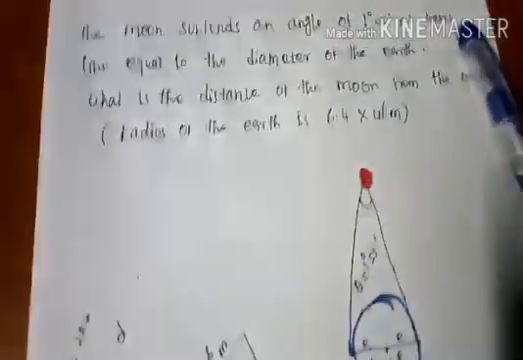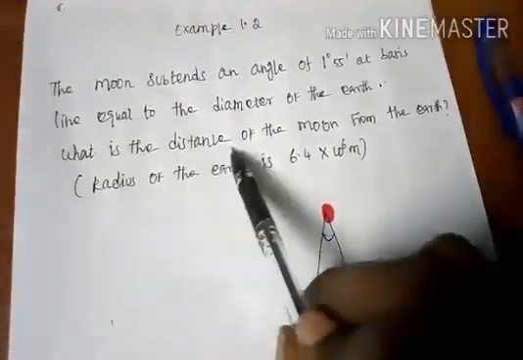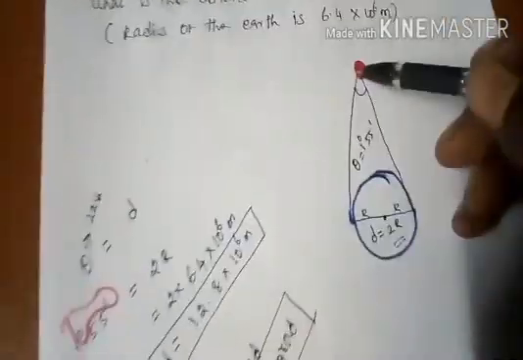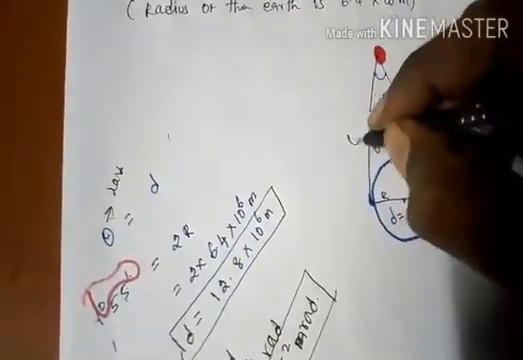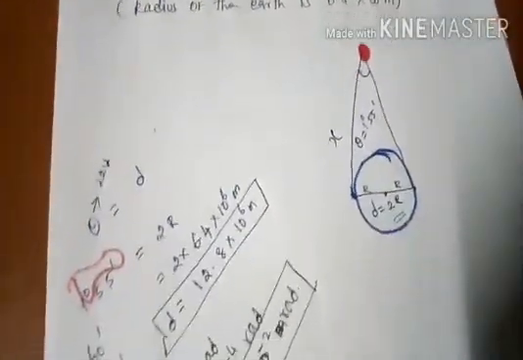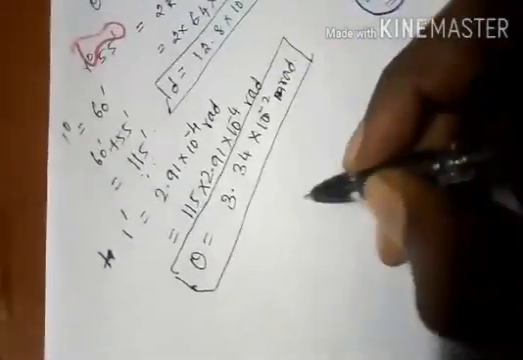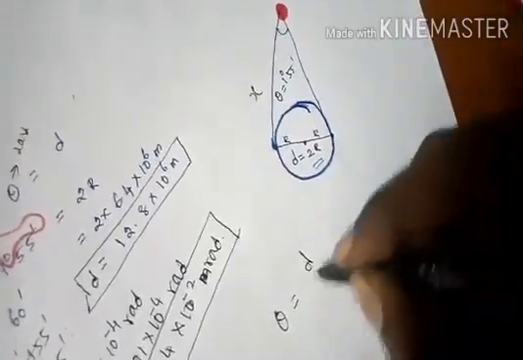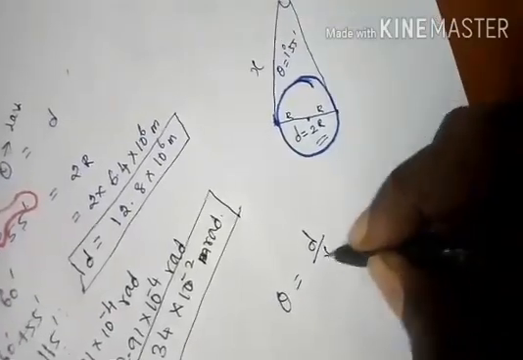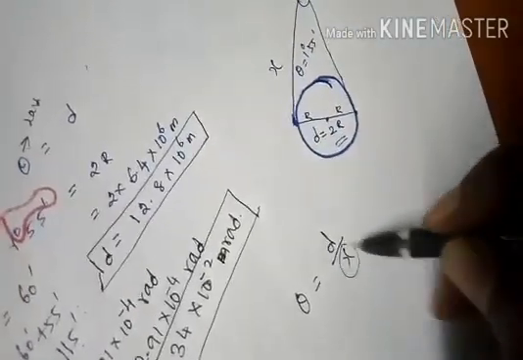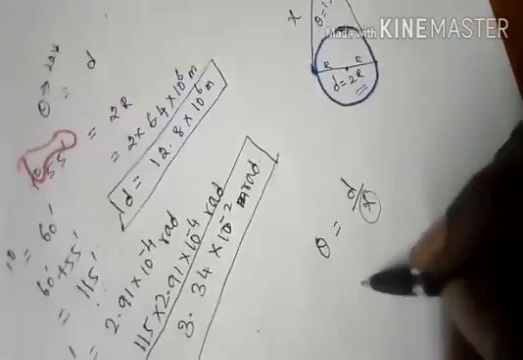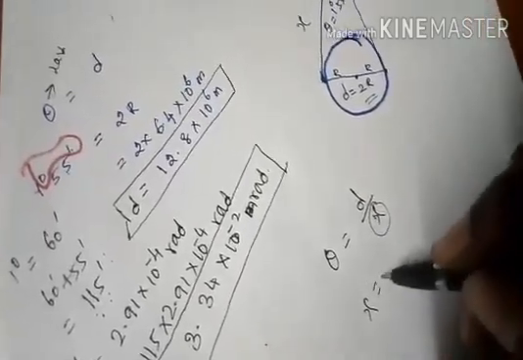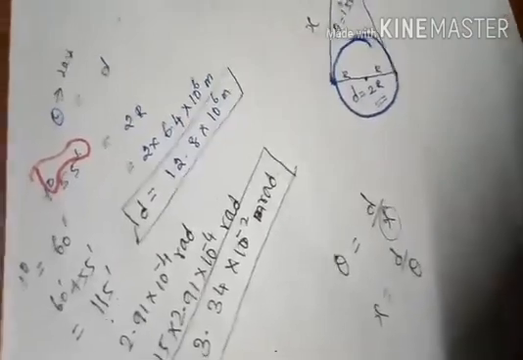So in our question, what is the distance of the moon from the earth? So this is the distance, and the distance is x. How will you calculate? You are using the parallax method. So the parallax method formula is theta equal to diameter d divided by x. I want to calculate the distance x only, so this equation becomes x equal to d divided by theta.